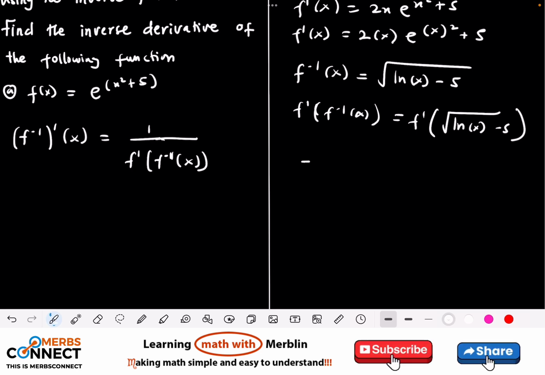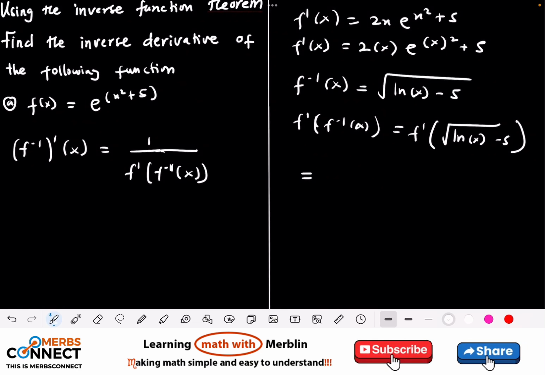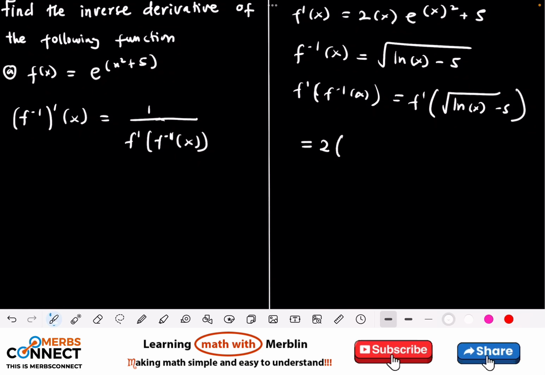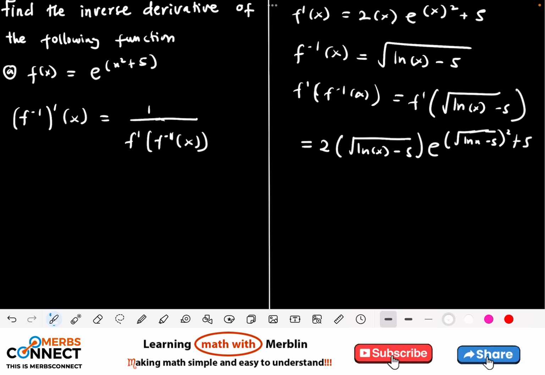let me shift this one here. So we are going to have 2 times the one in the parentheses, which is root of ln x minus 5, then e to the power root of ln x minus 5 all squared plus 5. So this is what you are going to have. Then when we simplify, we are going to have 2 root of ln x minus 5 e to the power.